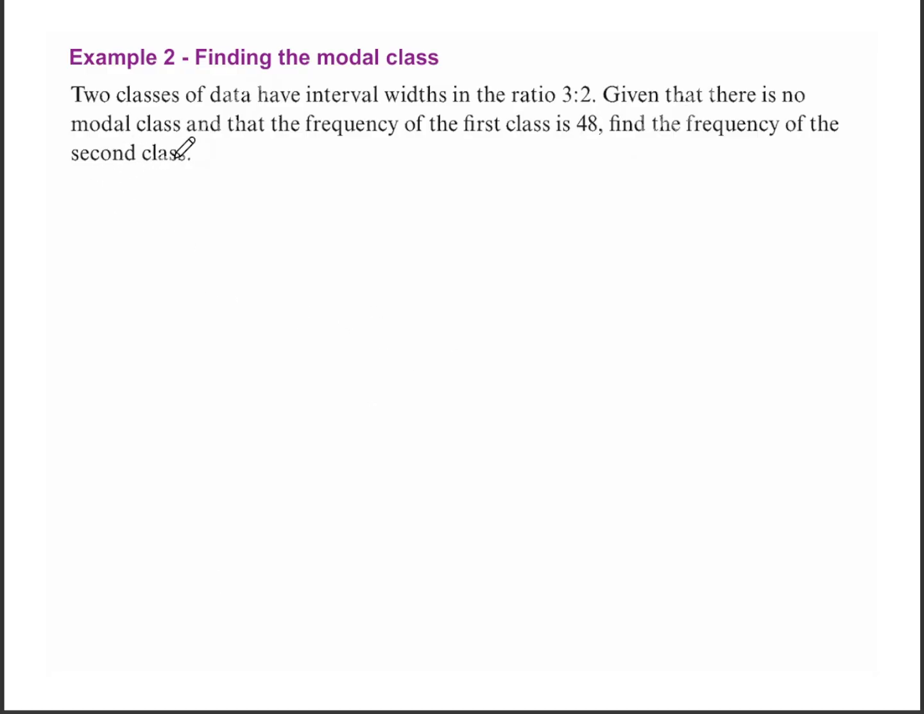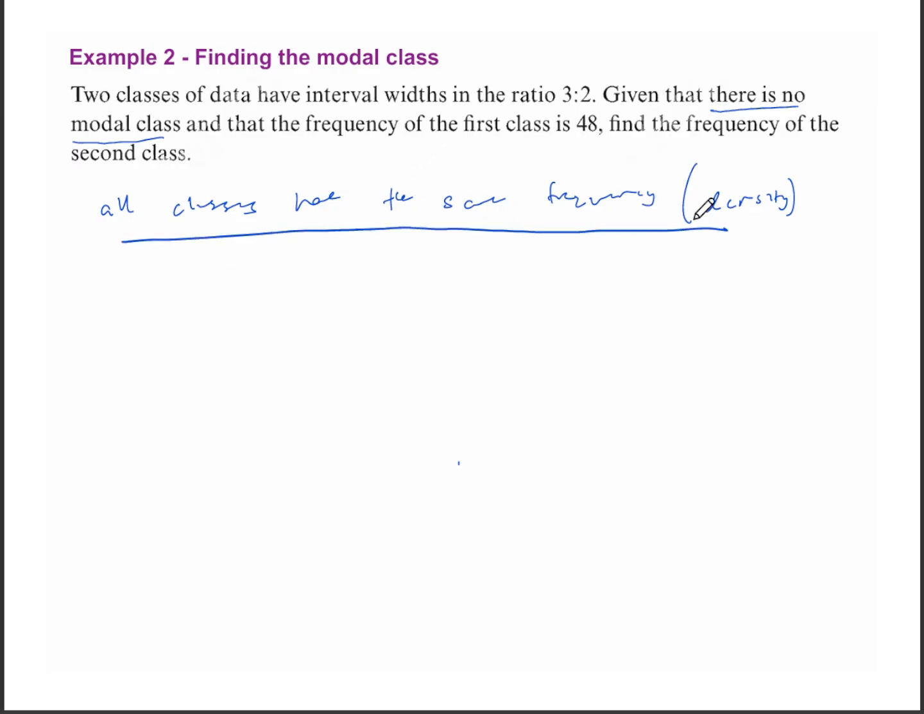Next, we're told to find the frequency in the following example. Two classes of data have interval widths in the ratio 3:2. Given that there is no modal class and that the frequency of the first class is 48, find the frequency of the second class. So firstly, we need to understand what this means. What does it mean when they say that there is no modal class? Remember in A levels what we do is frequency densities. And therefore these two classes, because there is no modal class between them, they will have to have the same frequency density.